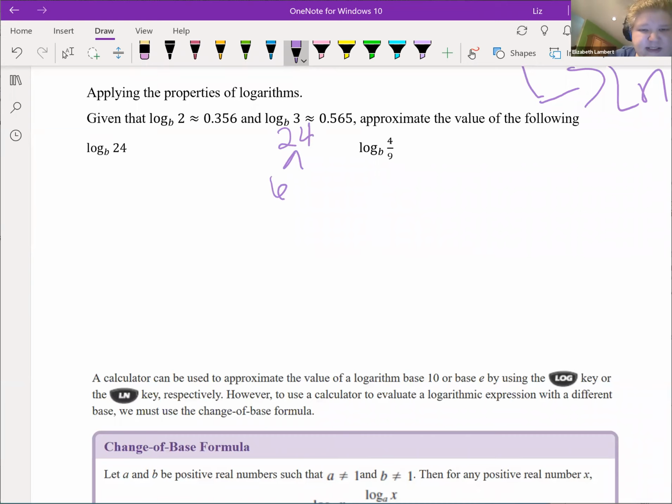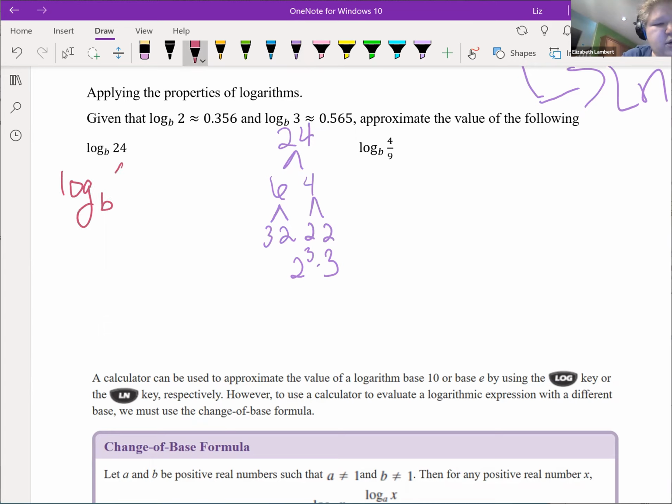I know that. That's 6 and 4. My 6 is a 3 and a 2. My 4 is a 2 and 2. You also could have done 2 and 12 and gone from there. So 24 is 2 to the third times 3, or 3 times 2 to the third. The order doesn't matter, but that's what we want our next line to be.